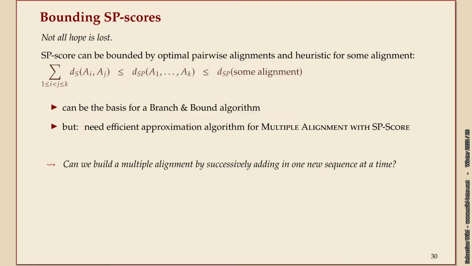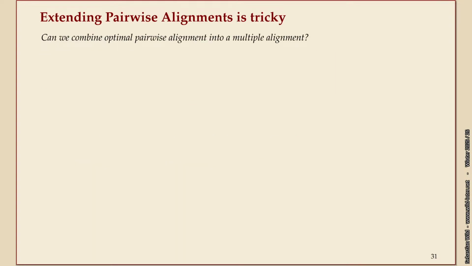If you think about how you could potentially approximate multiple alignments, maybe there's other ideas, but one intuitive idea is that you somehow add 1 string at a time and hope for the best. Somehow treat this as an incremental problem, add 1 more string each step. That's at least something worth trying.